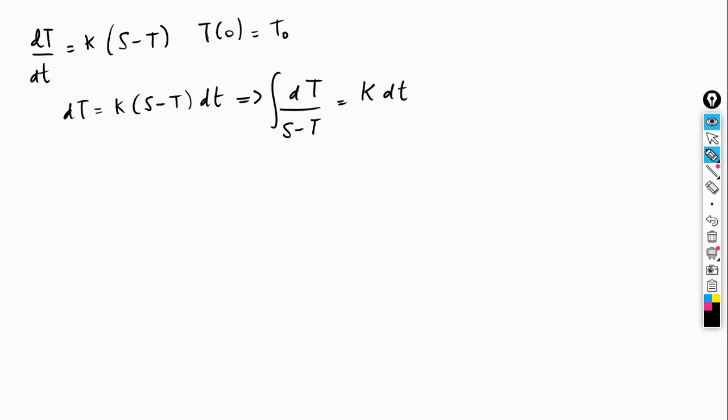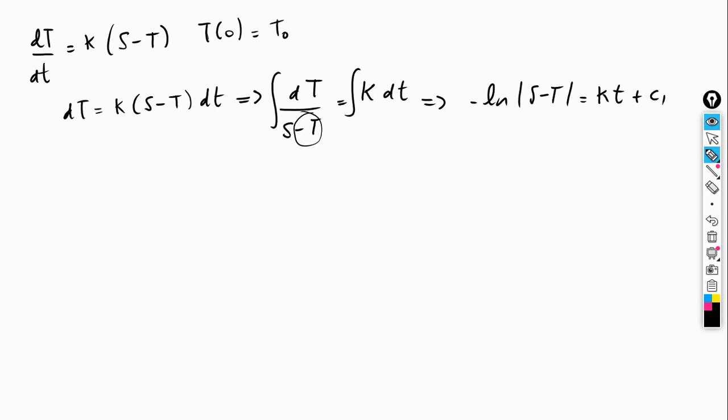Then we integrate both sides of this equation, and from here, we're going to get negative natural logarithm of the absolute value of S minus T. And you might be wondering why negative? Well, because we have to do the derivative of this, and it's going to be -1. Therefore, to do the antiderivative, we need to put a negative sign in front of the integral, right? So this is going to equal kt plus a constant.